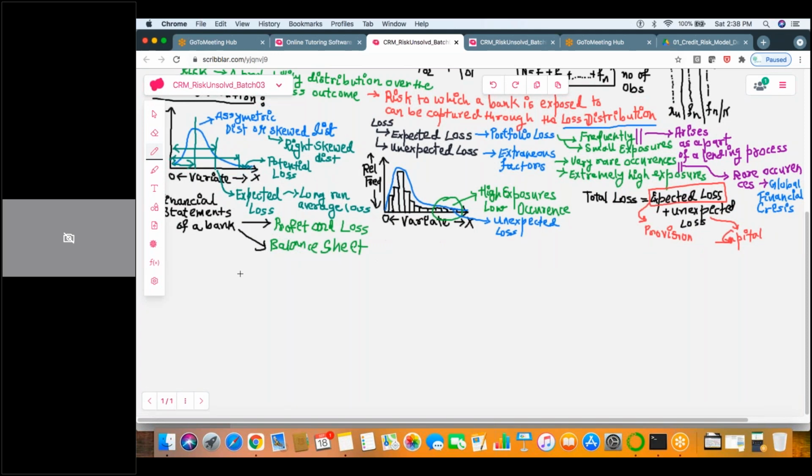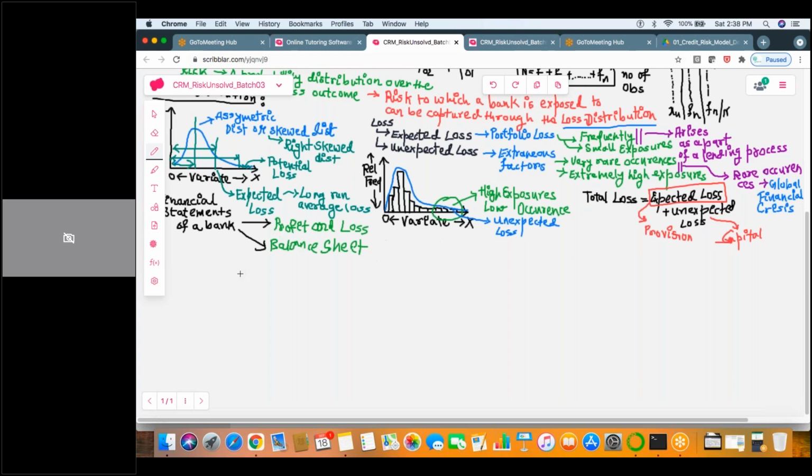Okay, so as we were discussing, let's have a very quick recapitulation of the discussion we were having, and we will pick it up from there. In the last session, we started our discussion on the premise of the loss distribution, and we started exploring the different nuances of the loss distribution.